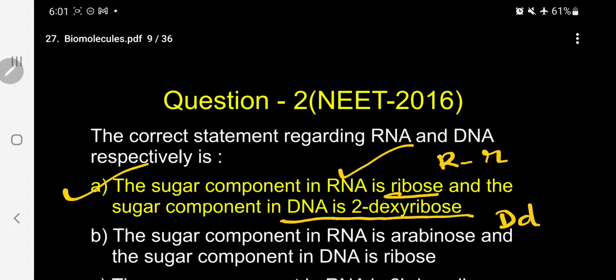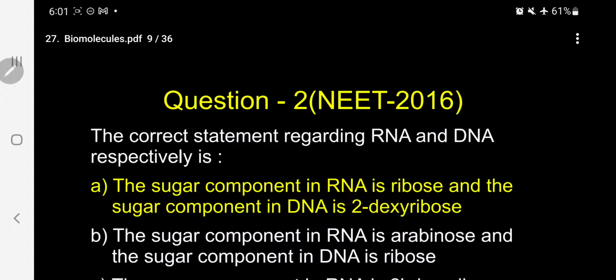RNA, ribose is present; DNA, DD, deoxyribose. This way you can memorize, my dear students. It will be useful for you. Okay. The next one. I will go for question number 3.